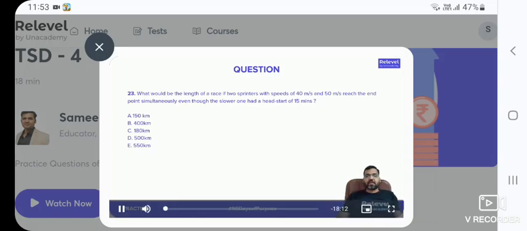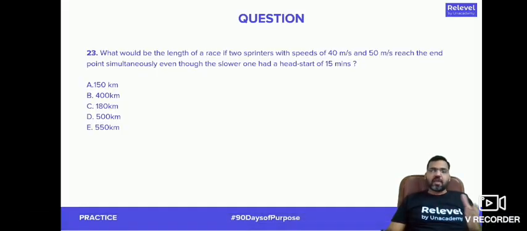Level by Unacademy. We are going to cover question number 23, question number 30 of time, speed and distance topic in this video. We have already covered 22 questions. Let's start with question number 20.